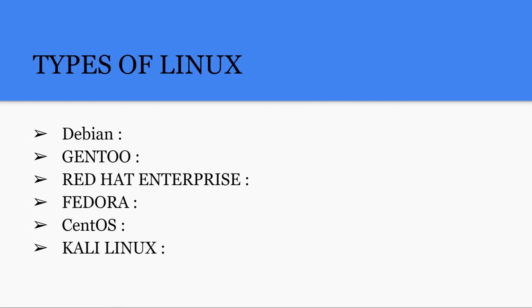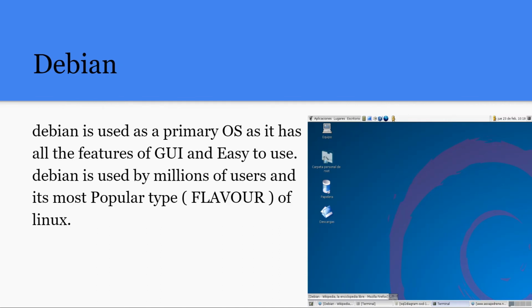Types of Linux. There is a wide variety of Linux operating systems available, but a few famous ones are listed here. Those are Debian, Gentoo, Red Hat Enterprise, Fedora, CentOS, and Kali Linux. Debian. Debian is used as a primary OS. It has all the features of a GUI, graphical user interface, and it is easy to use. Debian is used by millions of users, and it is the most popular type of Linux.